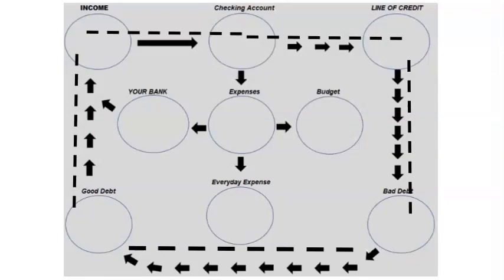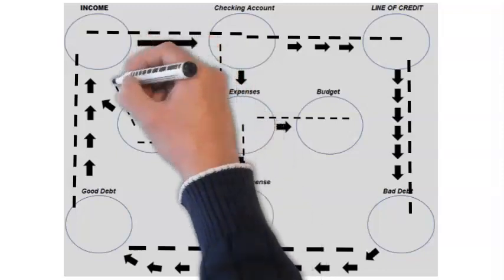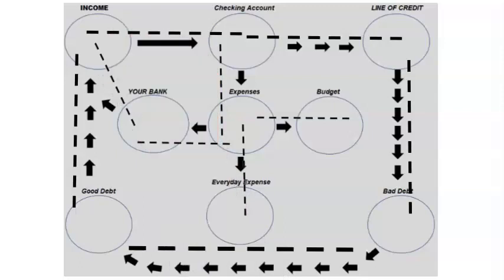Your expenses will come out of your account as needed. Remember, there are three main expenses: your everyday expenses, your budget, and your bank. If the flow is ever interrupted, borrow from your bank and keep the flow going. To become wealthy, there is only two steps: to get out of debt and to build passive income.